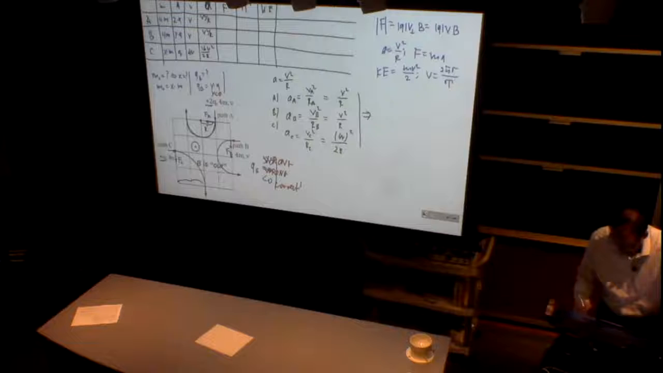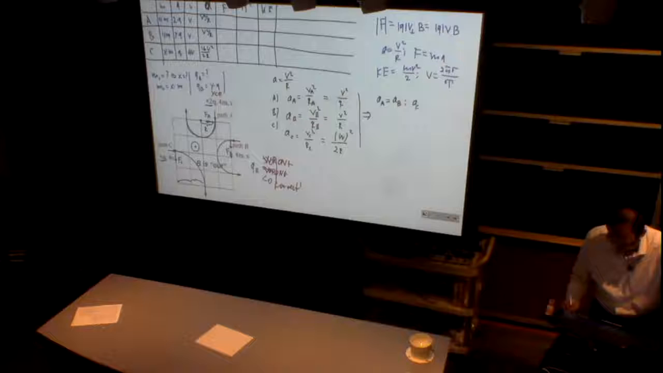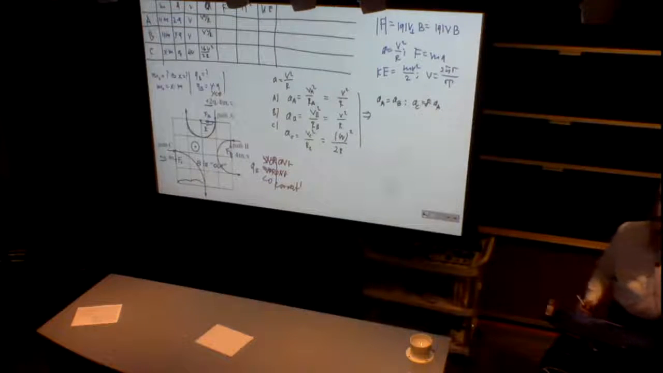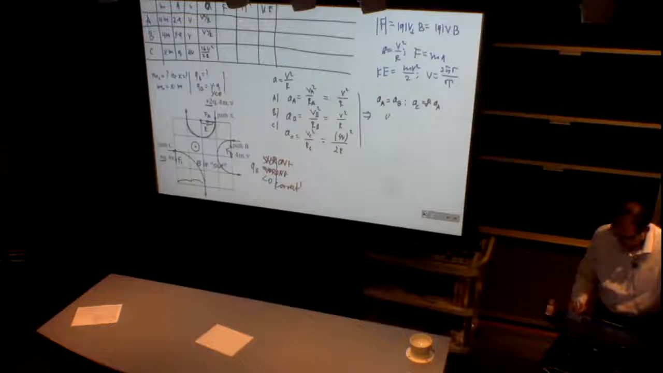What information can we extract? Well, for example, the acceleration of particle A is equal to the acceleration of particle B, but the acceleration of particle C will be 8 times the acceleration of A or B. We don't know actual values, but we know ratios. For example, if I want to calculate AC over AA, the answer is 8. What else? See, no thinking, just following equations and pictures, that's it.